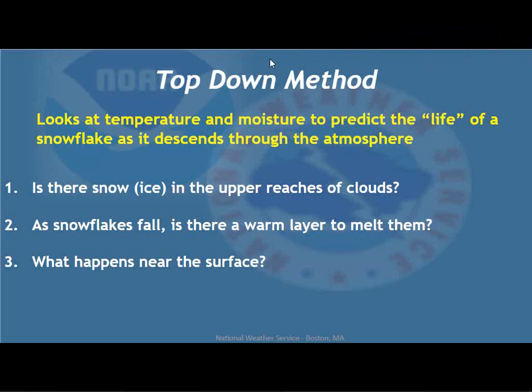That's why it's so important to look at the sounding, and we will go into further details on how to look at those soundings. And last but not the least, what happens near the surface? Like Bryce mentioned, sometimes you look outside and it's drizzling, but it's actually in the 20s, and that's when you have to be worried about freezing drizzle, and that's the worst type of precipitation.